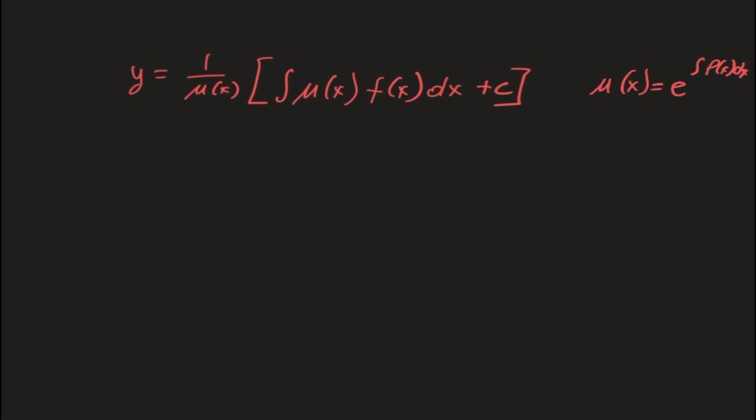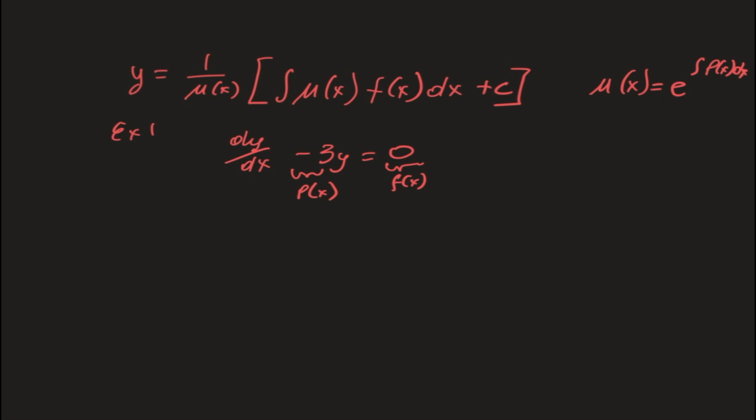Let's try an example. Example 1, dy dx minus 3y is equal to 0. So in this example, notice that negative 3 is my p of x, and 0 is my f of x, which is going to come in handy very soon.